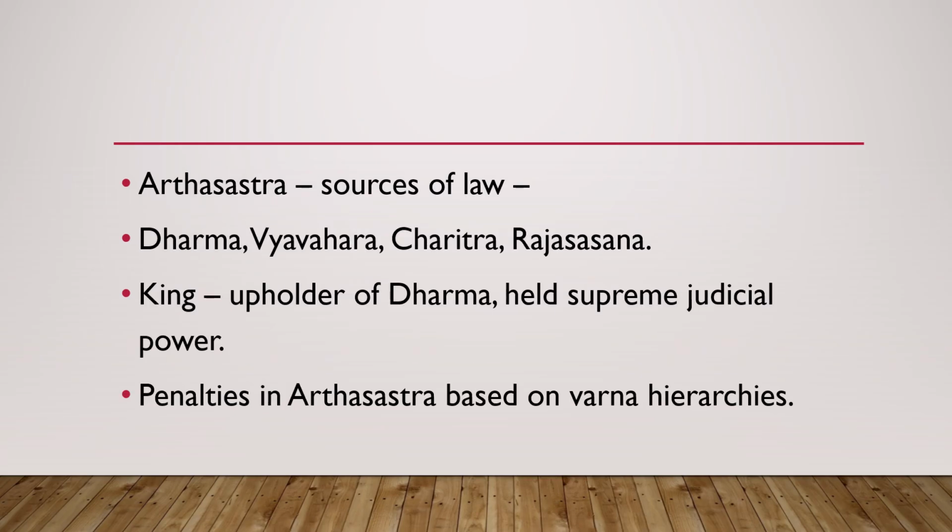The sources of law, as mentioned by Kautilya, were Dharma, Vyavahar, Charitra, and Rajsasan. The king was the upholder of Dharma and held the supreme judicial power. And it is also worth mentioning that the penalties in the Arthashastra were based on Varna hierarchies, meaning that for the same kind of offense, a Brahman was punished much less severely than a Shudra.